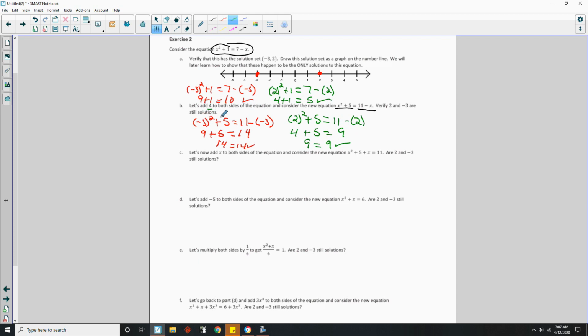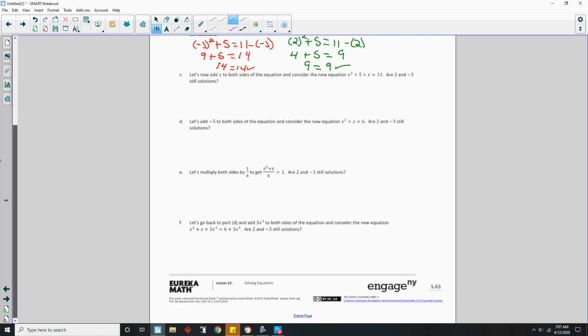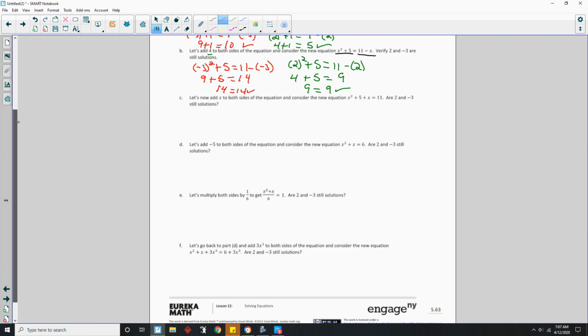So what that means is if I add 4 to both sides, that is the addition property of equality. What you do to one side, you do to the other. And then part C. Let's now add x to both sides of the equation and consider the new equation. So now I'm taking x squared plus 5 and I'm adding x to it. I'm taking 11 minus x, and I'm adding an x. Well, 11 minus x plus x, the x's cancel, and I'm just left with 11.